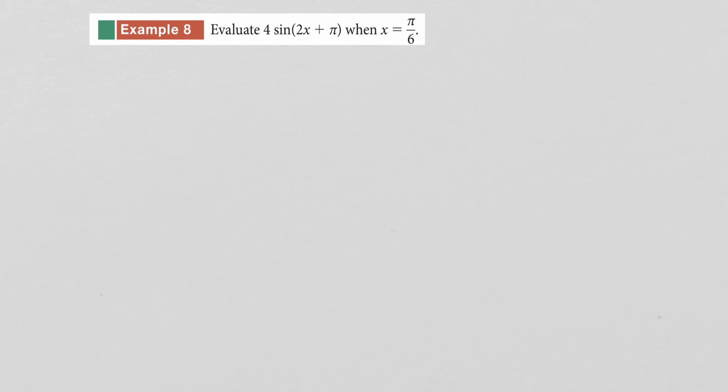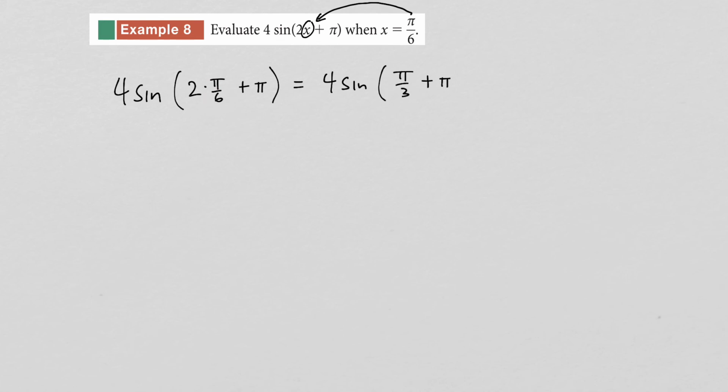One final example, we want to evaluate 4 times the sine of 2x plus pi when x equals pi over 6. So we have 4 times the sine of 2 times x. X is pi over 6, I'm going to plug that in. And then plus pi. A couple of different ways to do this. One way to do this is to simply multiply 2 times pi over 6. So 2 goes into 6 3 times. So that's equivalent to pi over 3. And then plus pi. And then we can get a common denominator. Pi over 3 plus pi over 1. If I multiply the top and bottom by 3, this is 1 pi plus 3 pi, which is 4 pi over 3. So this is 4 times the sine of 4 pi over 3.